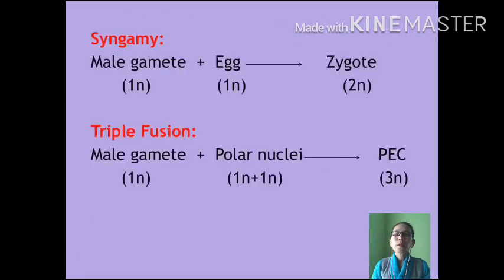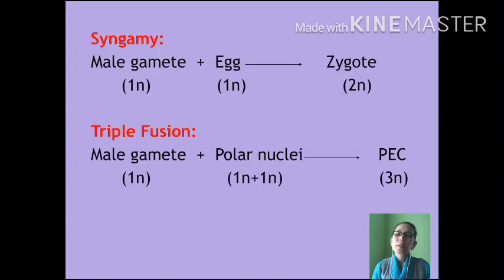Now syngamy would give rise to a diploid zygote from the fusion of two haploid gametes, whereas triple fusion would produce a triploid cell, which is known as PEC, which stands for primary endosperm cell. The formation of the triploid PEC is because of the fusion of three haploid nuclei.